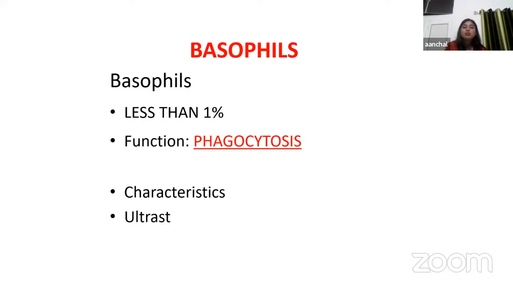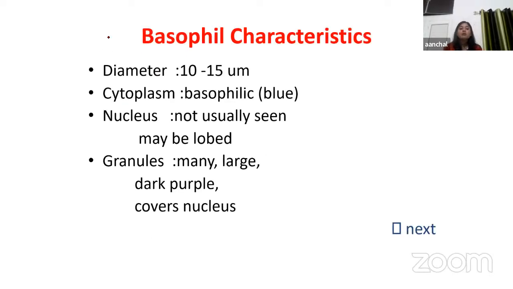Now, talking about the morphology of basophils, they are less than 1%. The function is phagocytosis. The diameter ranges between 10 to 15 μm. The cytoplasm is basophilic, that is blue in color. The nucleus is not usually seen and may be lobed. And the granules are many, large, dark purple, and cover the whole nucleus.